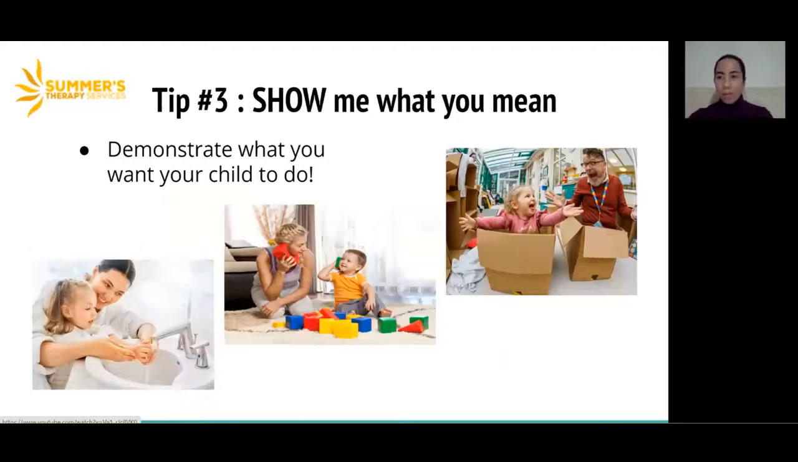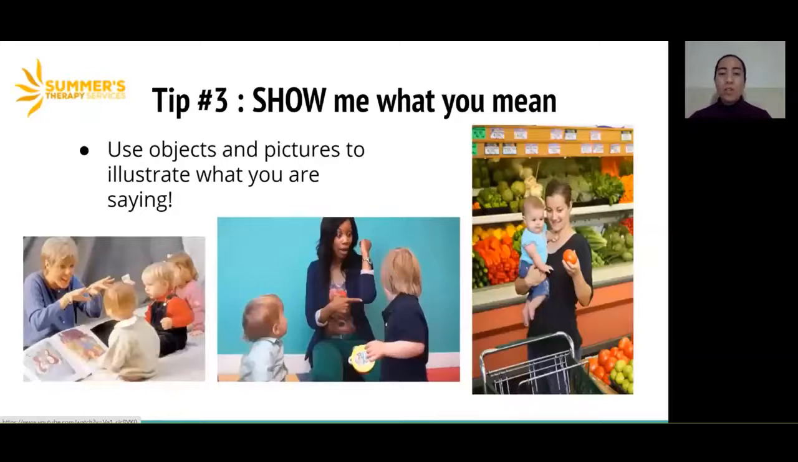If I say, jump in the box, they may not know until you show me, jump in the box, and they will, oh, this is in the box. And they get it. And showing will lead them to understand the concept so much easier. Use objects to show as well. You can use objects and pictures to show what you mean.